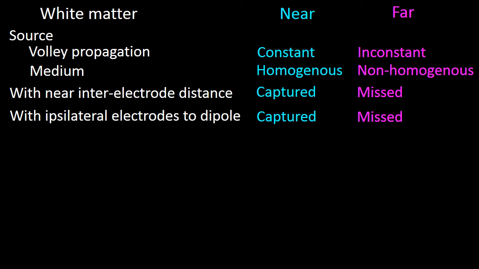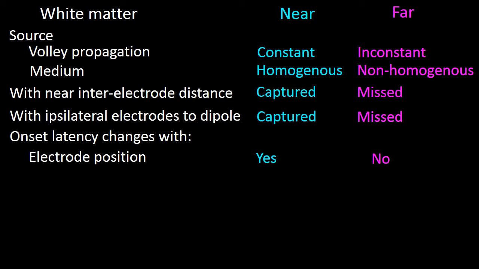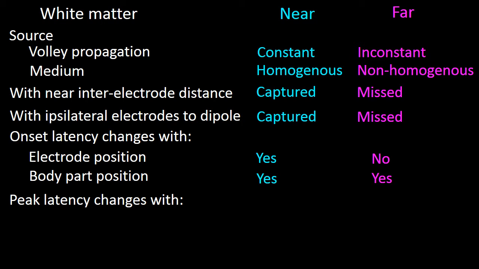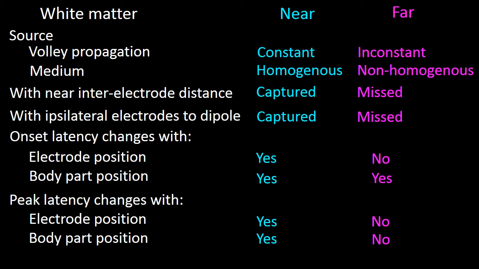Not every physiologist believes this to be true. Onset latency changes with electrode position when captured by a near field. The onset latency of a far field does not change with electrode position. Body position changes near and far field onset latencies. Peak latencies of near fields change with electrode position. Far field peak latency does not change with electrode position. Peak latency of near field changes with body part positions, whereas those of far fields do not.